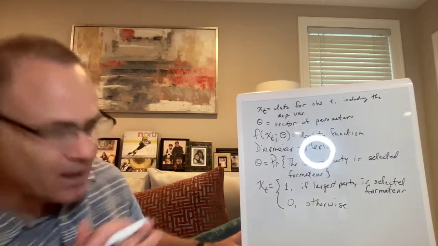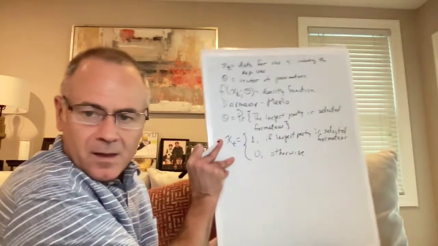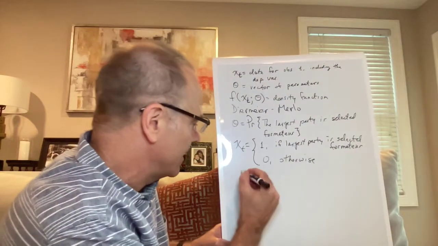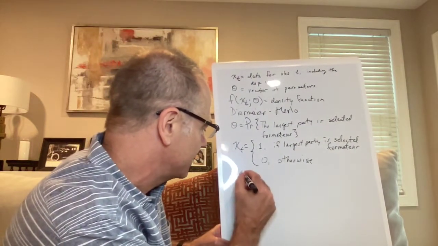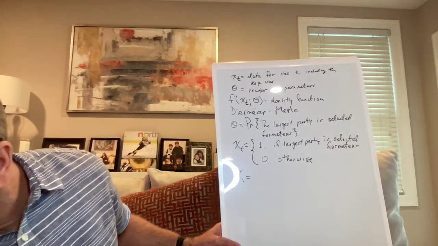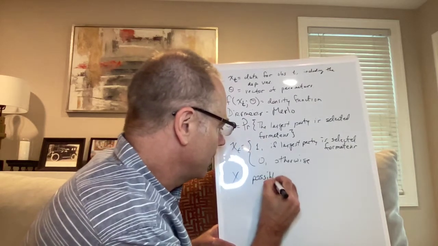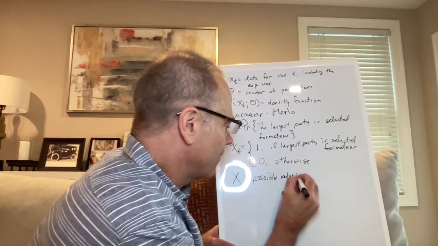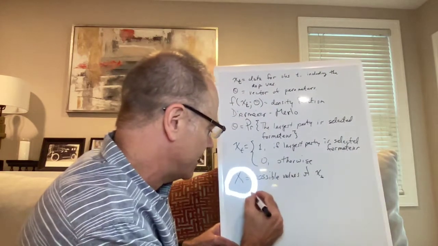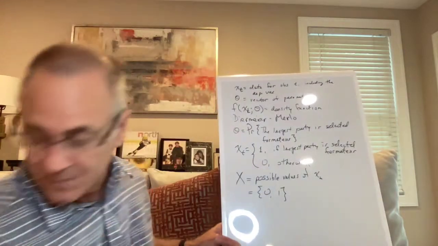Next, often what we'll have is, so that's small x, we might have big X, we might call that the universe, and big X equals the possible values of each x_t. So in this case, big X is just equal to 0 or 1.